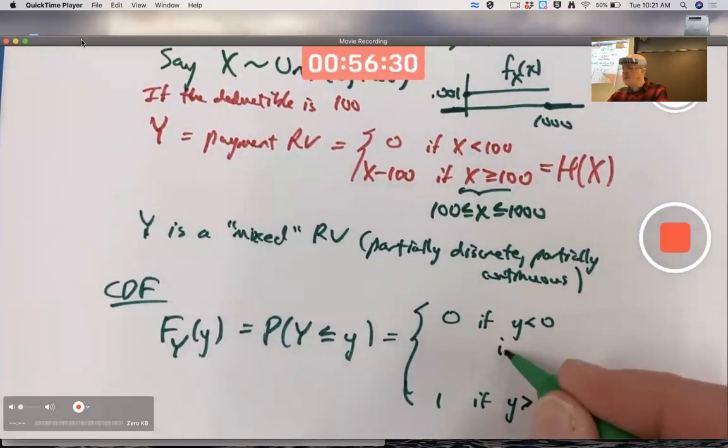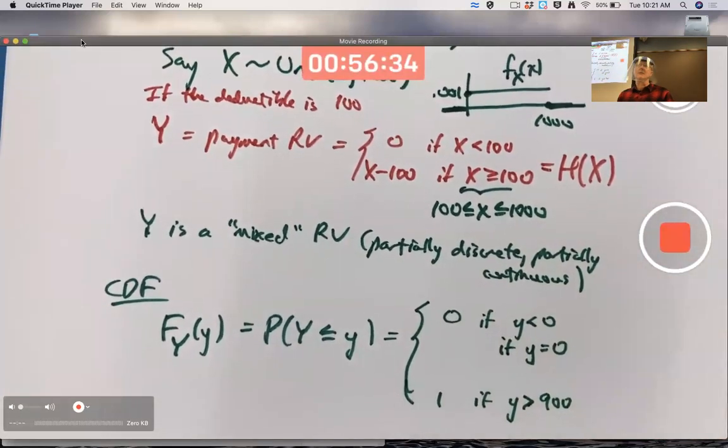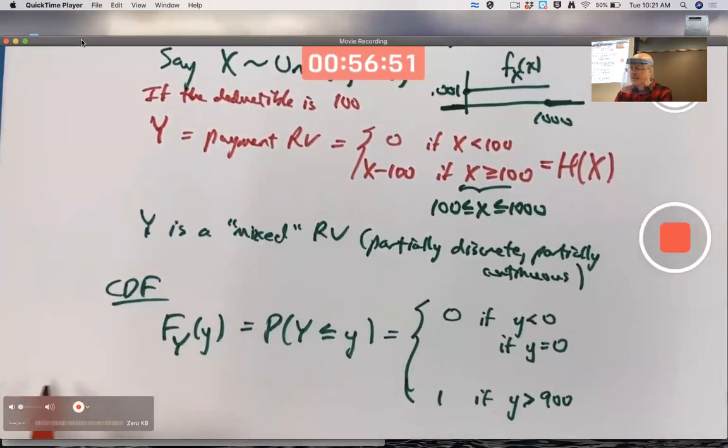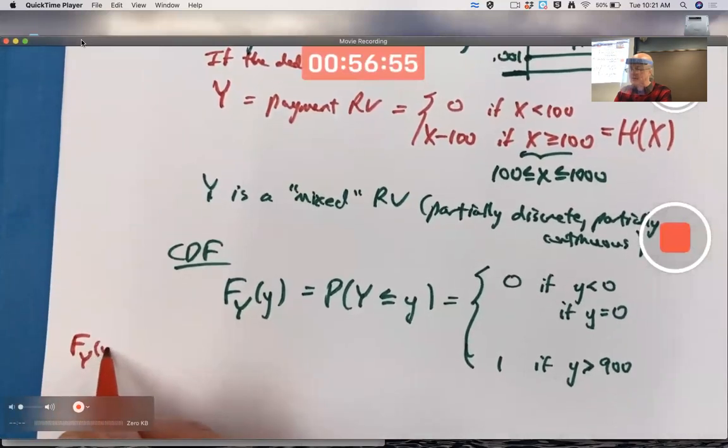If y equals zero, this has a positive value. What is that positive value? Let me just do a little side calculation over here. F sub capital Y of zero.